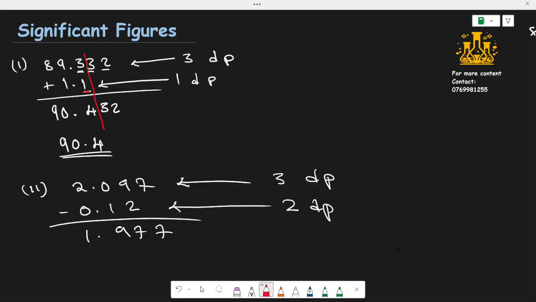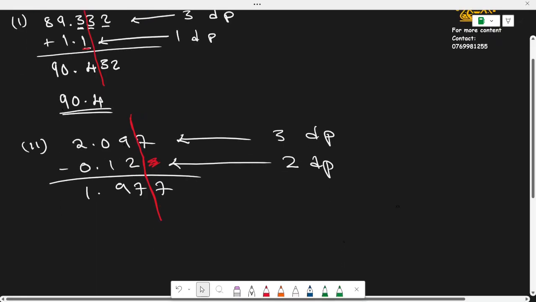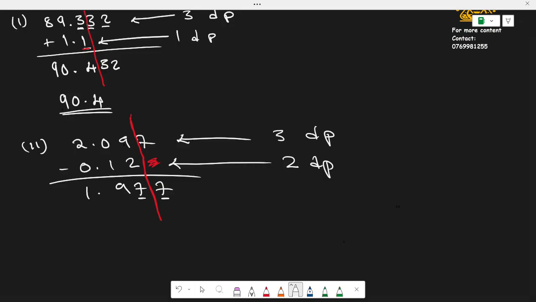In representation, it should cut like this, since this one has nothing here. So your answer should also cut where this line is cutting. Does this 7 have the capacity to increase this other 7? Yes. So this one is going to change to 8. So you're going to have 1.98.